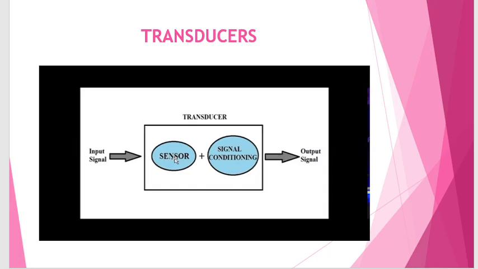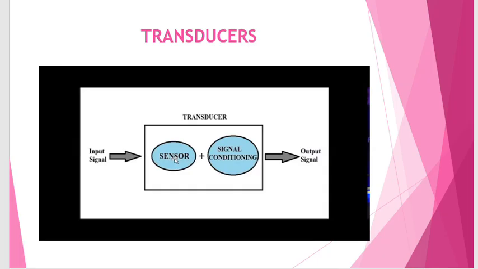Let us understand the phenomenon which is known as transduction. It is the process of energy conversion in the transducer, so that is known as transduction. In fact, a non-electrical quantity will be converted into an electrical quantity. That phenomenon or that process can be called transduction. So inside the transducer, the transduction phenomenon takes place.